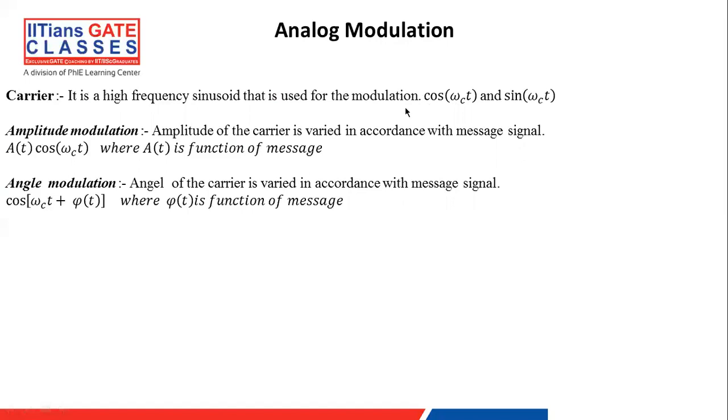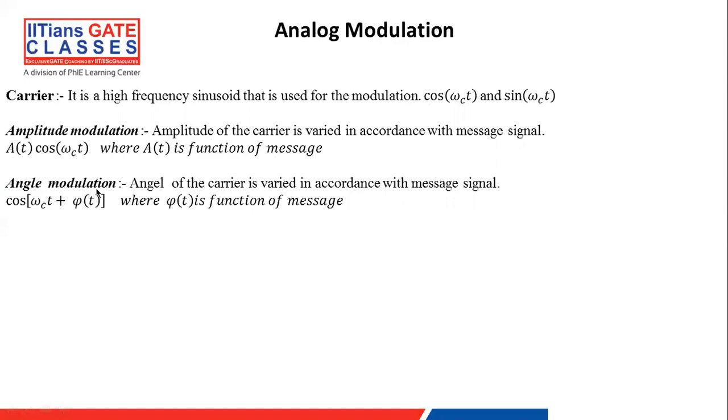Okay, but with the help of a message, I will generate a signal A(t) which will modulate the carrier. So it is a function of the message. This is called amplitude modulation because it is changing the amplitude of the carrier.